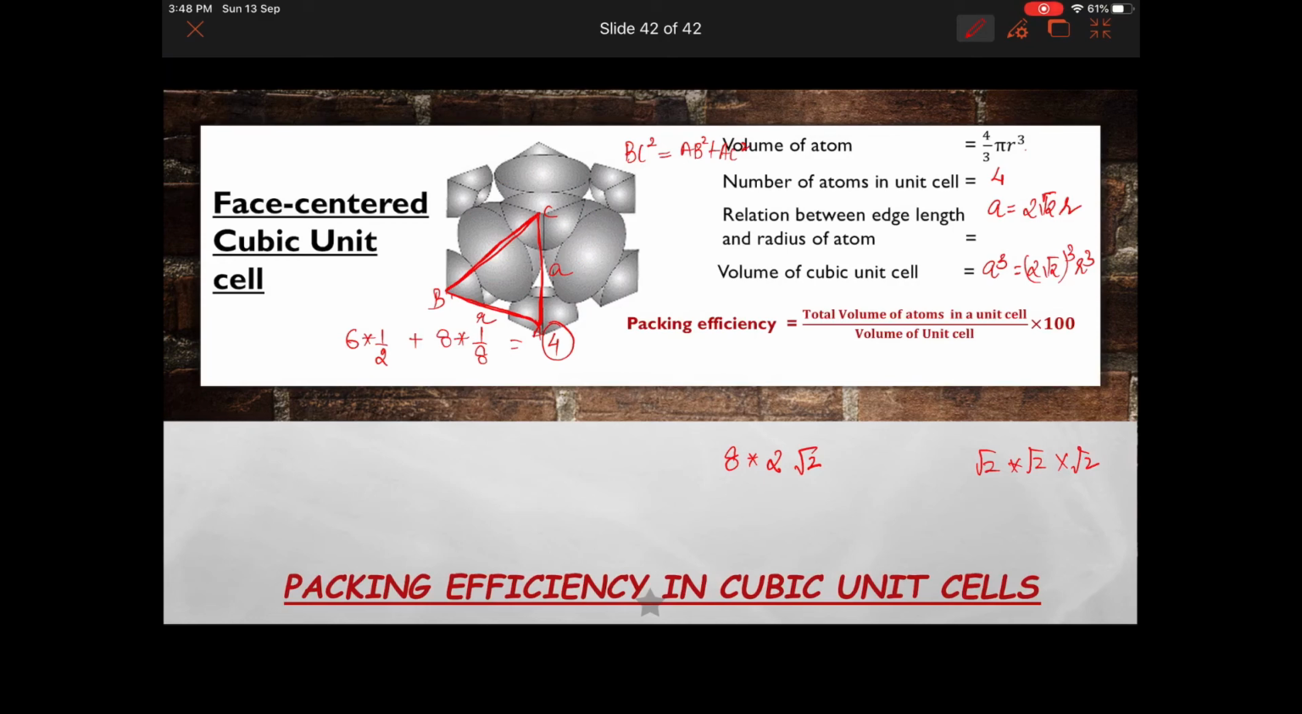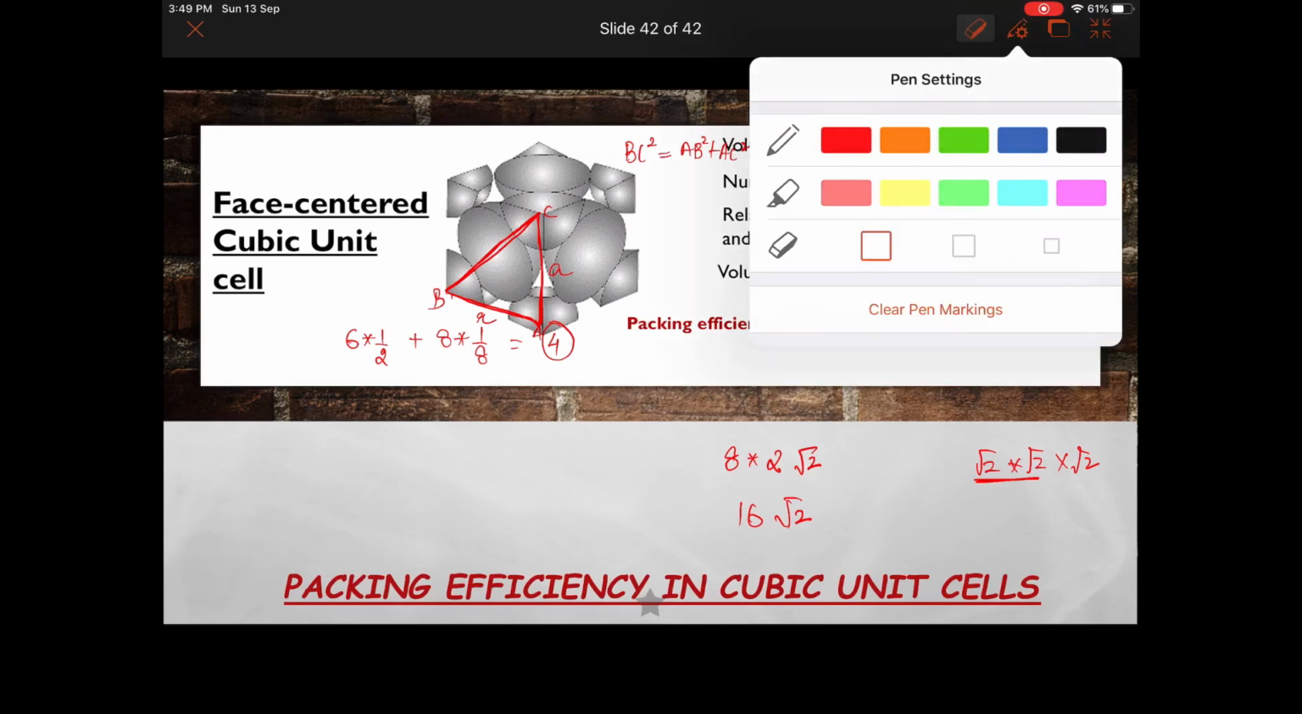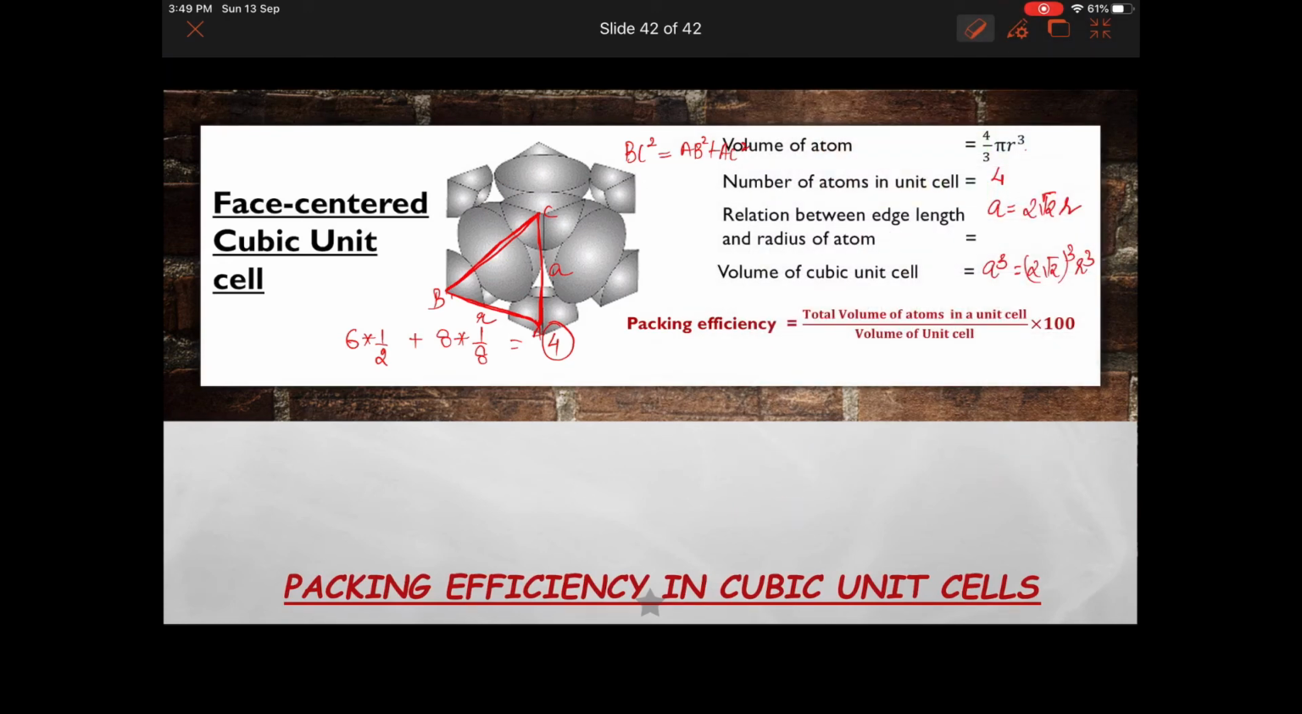So this will be root 2 into root 2 2. So you get 16 root 2 as your answer, right? So 16 root 2 r cube. I'll just write this down over here: 16 root 2 r cube. Is that okay? Now, putting these values in this formula over here, you get packing efficiency as very, very important.